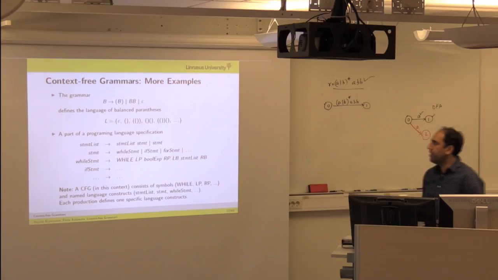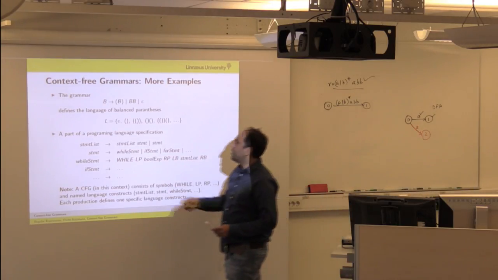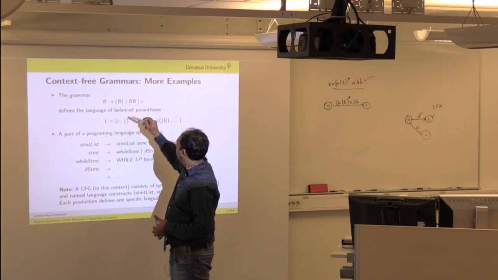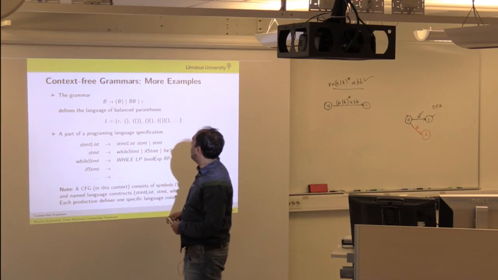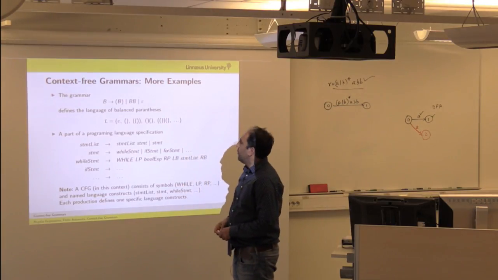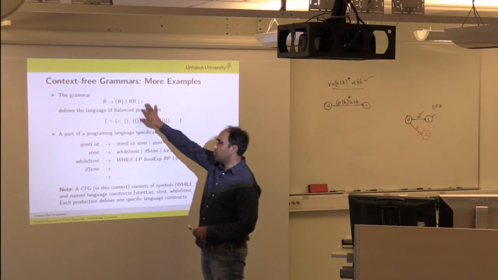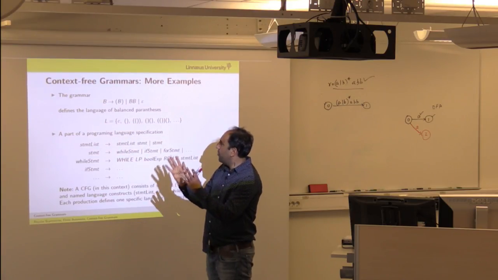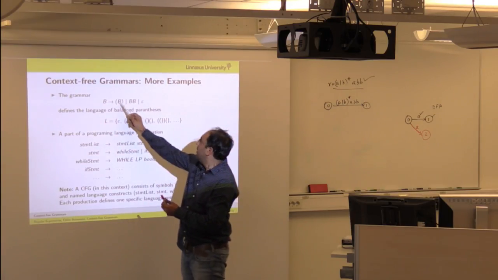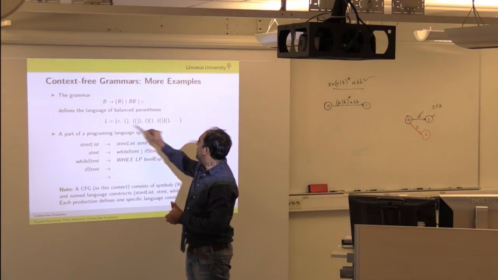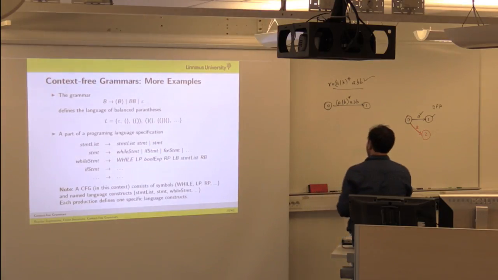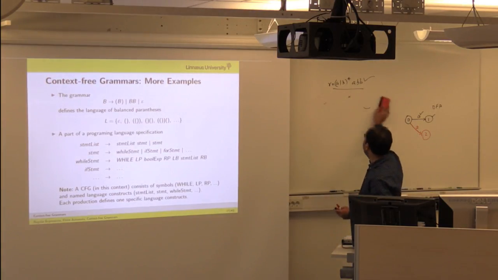So then we have some examples here. We already looked at one. Here we have a grammar, and it says that B leads to parenthesis B, and then B B, and then an empty string. You can use this context-free grammar to define the language of balanced parentheses, because how can we get this from this? Can someone explain? Did you get the idea or not?